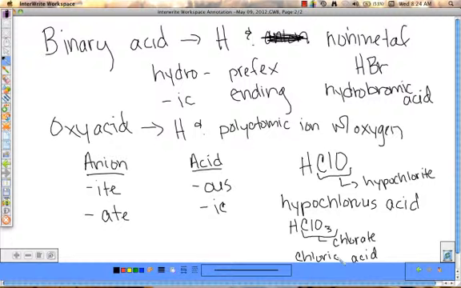Up there, you have like oxalic acid, hydrogen and the polyatomic ion that has oxygen in it. So the polyatomic ion has to have oxygen, yeah, with oxygen.